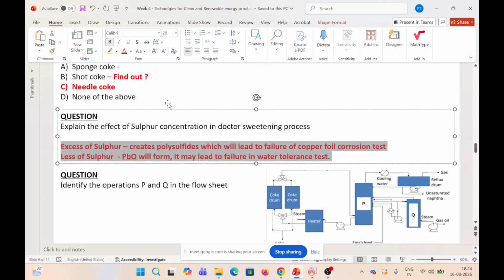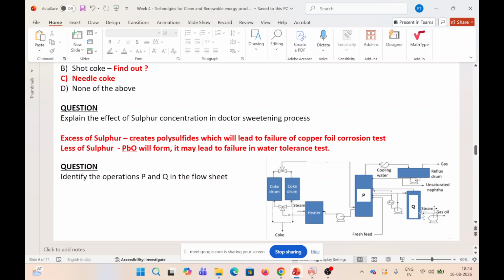So the next question is, you see a process flow sheet. This is for delayed coking. Now you need to tell me what this P and Q operations, or the reactor system, in this process flow diagram represent. This entire process flow diagram is for delayed coking. Now in this process, what component does P and Q indicate?